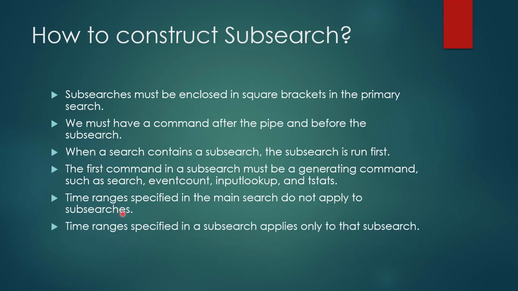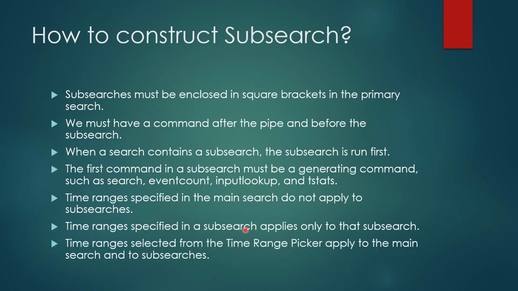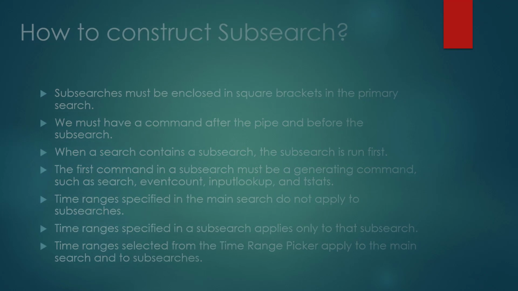Okay, now in a similar way, if you specify the time range in a sub search, it will not be applicable to the outer search. It is only applicable to the sub searches. Now if you run a query which has a sub search and you do not specify the times using earliest and latest, but you select the time range from the time picker, then it will automatically apply to the outer search as well as the sub searches both. Okay, so we have to understand this one as well.